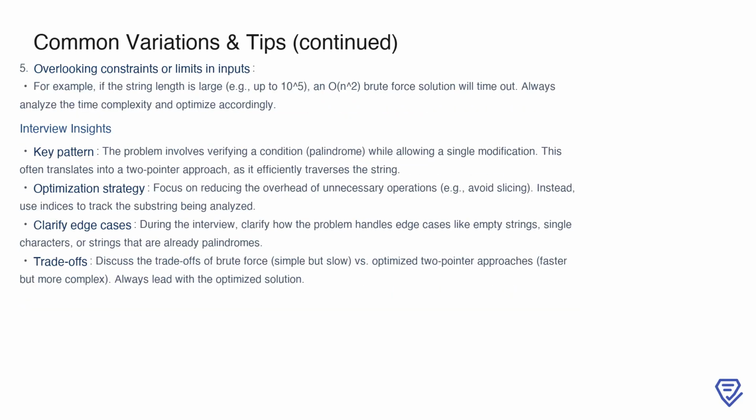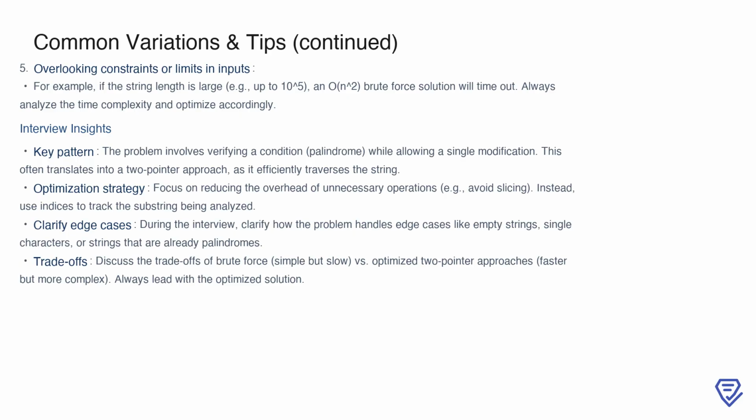Now, let's consider the importance of analyzing constraints and input limits. For instance, if the string length can reach up to 10^5, a brute force solution with O(n²) or worse time complexity will time out. This makes it critical to optimize your approach. A key pattern in this problem is the ability to verify the palindrome condition while allowing for a single modification. This naturally aligns well with the two-pointer approach, as it efficiently traverses the string from both ends.